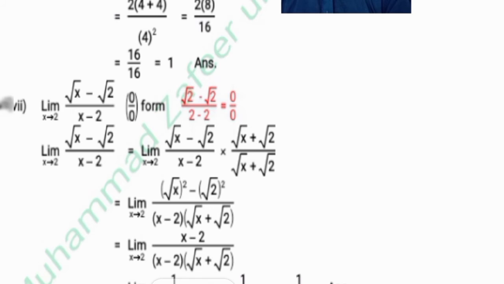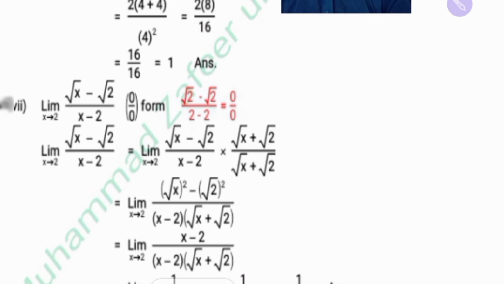It is 0 by 0 form, you can check it. If the value of x is 2 and there is square root x, so we write square root 2 minus square root 2 will be written same, and there is x minus 2, the value of x is 2, 2 minus 2 will be written. Square root 2 will be cancelled with square root 2, there is 0, and 2 will be cancelled with 2, the answer will be 0. It is 0 by 0 form. Now we have to remove 0 by 0 form by applying algebraic technique. Algebraic technique I explained before.